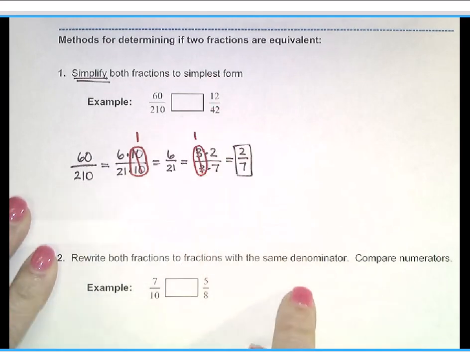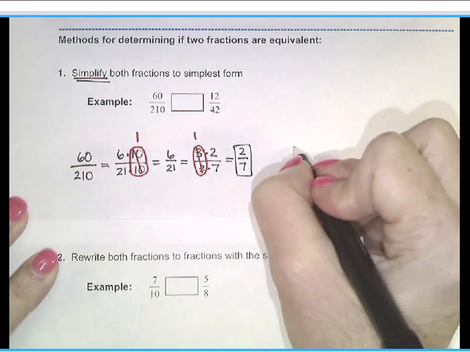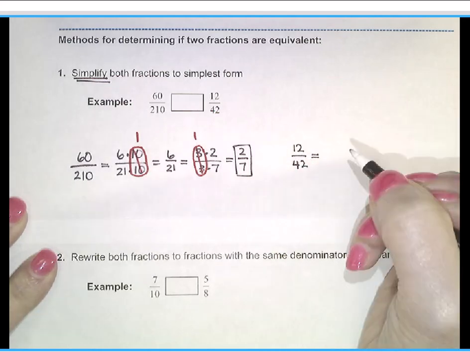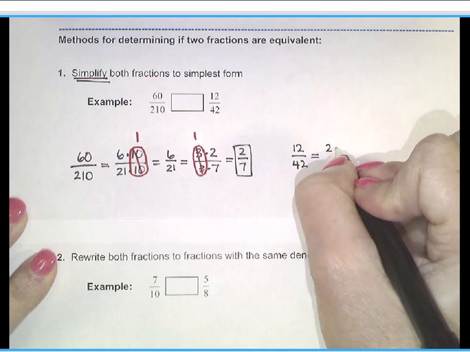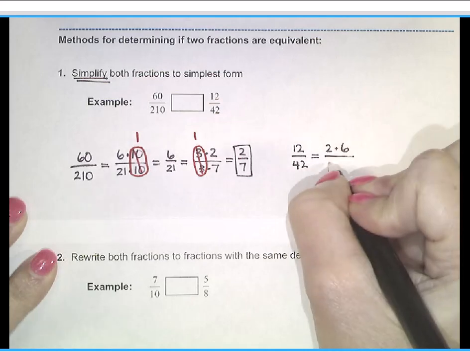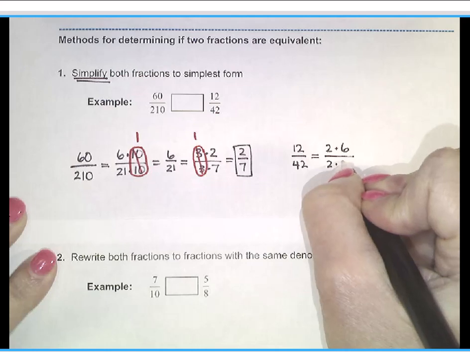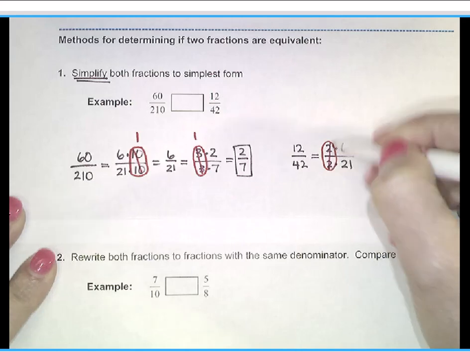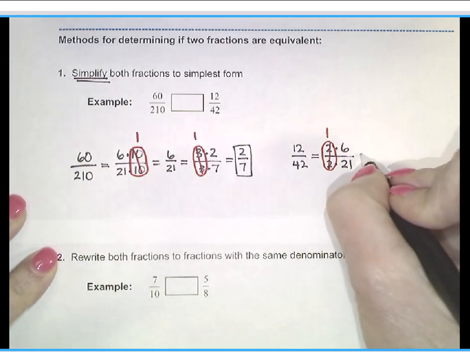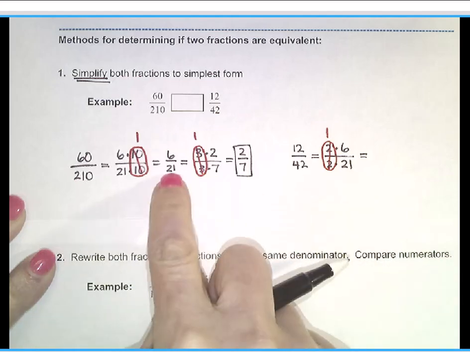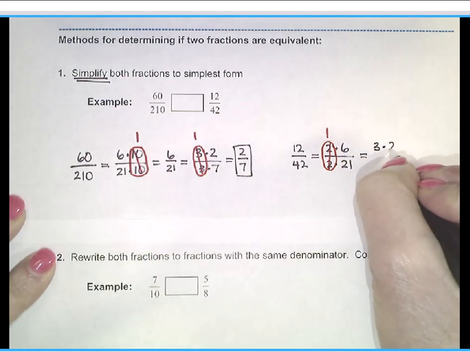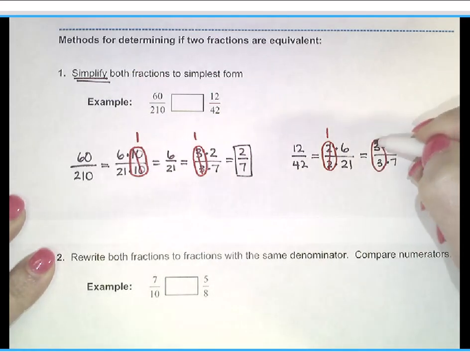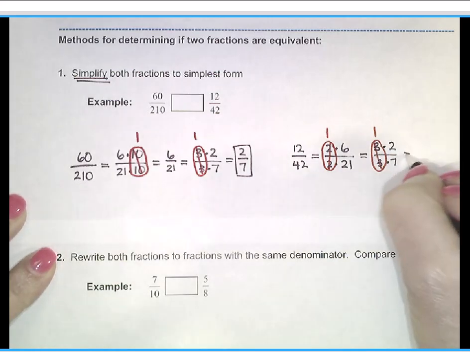Now let's look at 12 over 42. Let's see if it simplifies to be the same thing. So 12 over 42, let's see. They're both even, right? So we could do 2 times 6, and we could do 2 times, would that be 21? And we've got 2 over 2, that's 1. And we end up getting 6 over 21. That looks familiar. This is 3 times 2 and 3 times 7. Things are looking good. Turns out that we get 2/7.